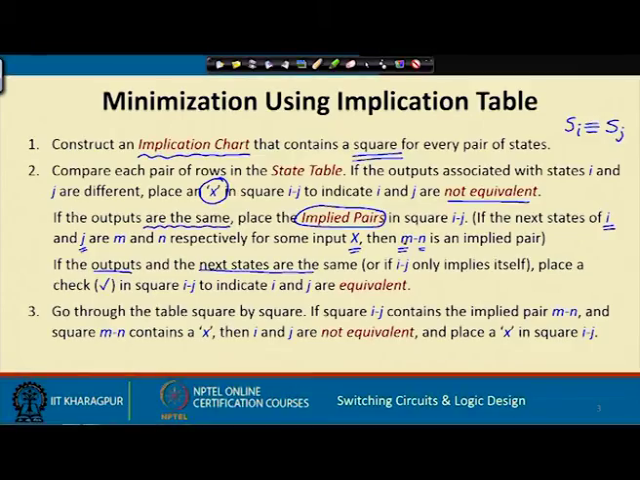But if both the outputs and also the next states are the same, which means this m and n are identical, or i implies i and j implies j, they imply themselves, then we can say that definitely these 2 states are equivalent. There we put a tick mark in that square, indicating that these 2 states are definitely equivalent.